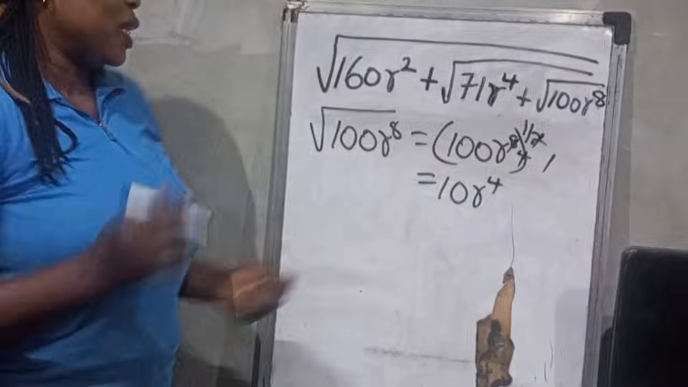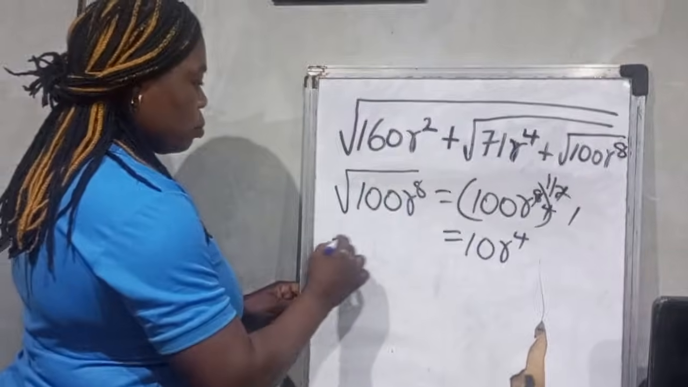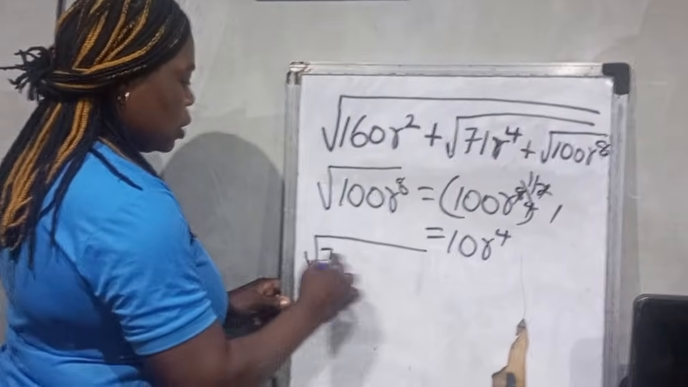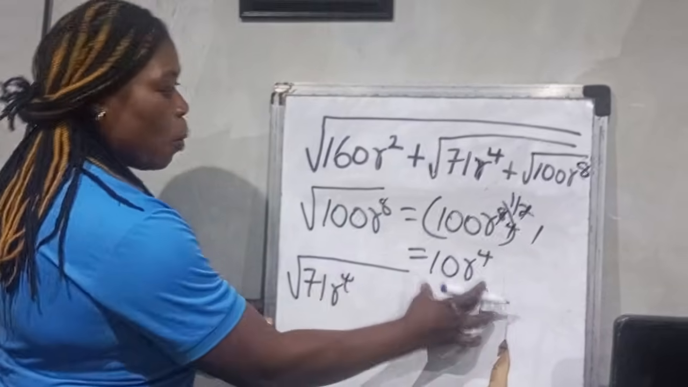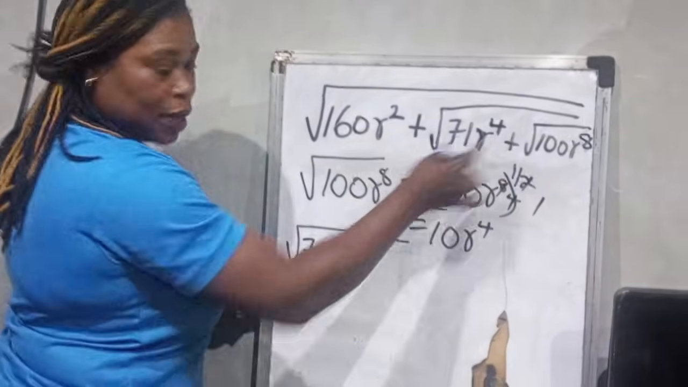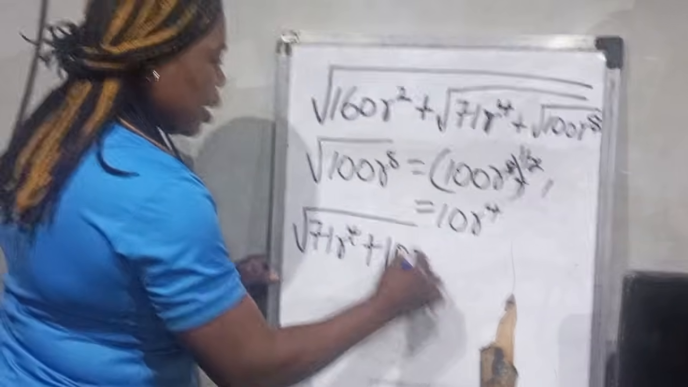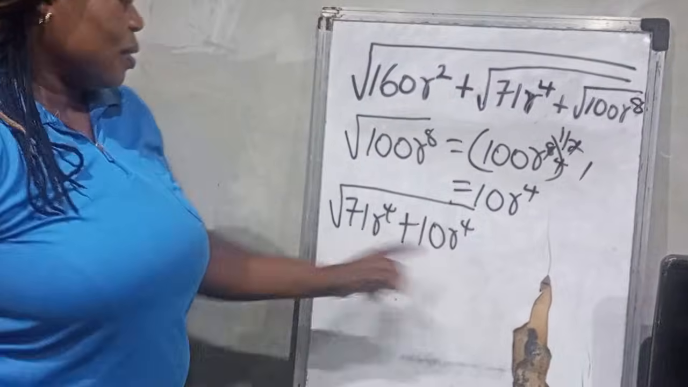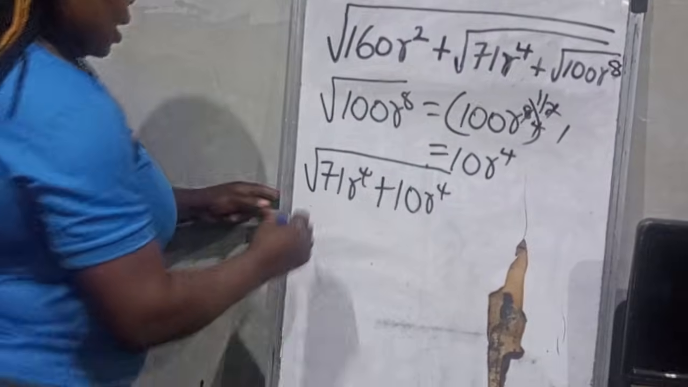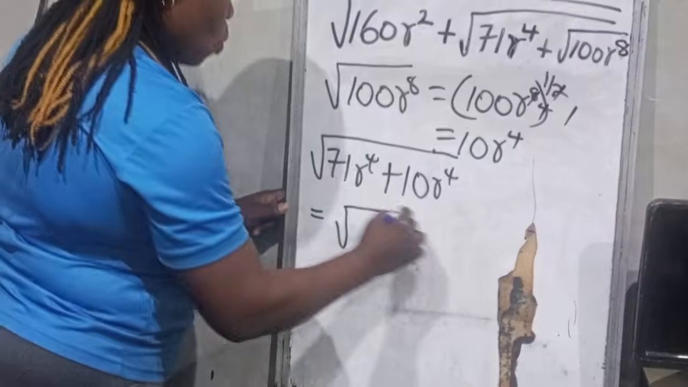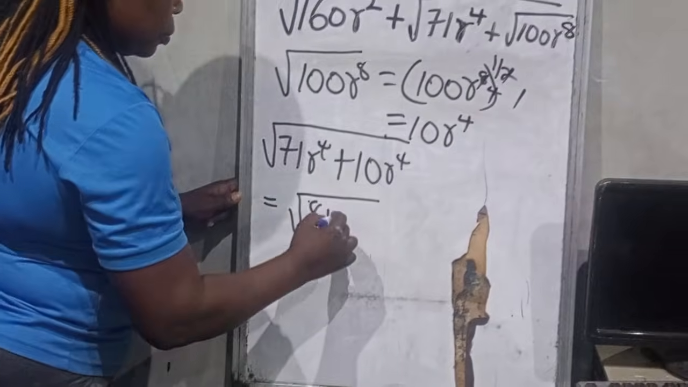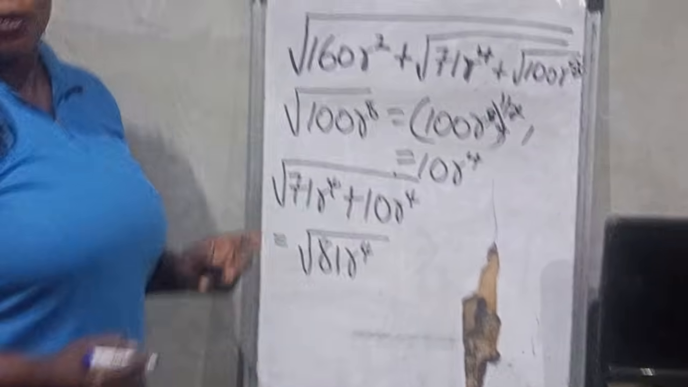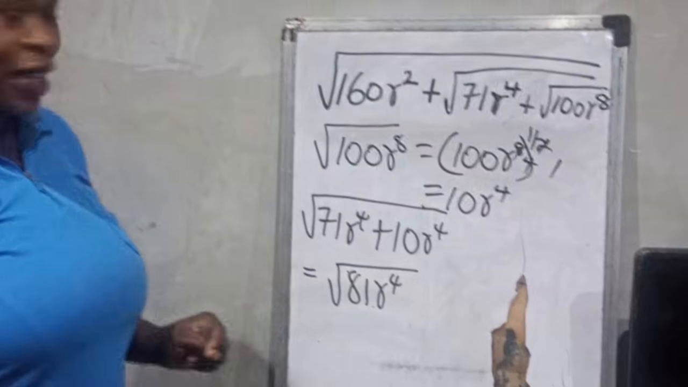Come to the second one. Here we have root of 71r raised to power 4 plus, remember this is still inside it, plus 10r raised to power of 4. So they are the same thing. We'll add them together and we are going to have 81r raised to power of 4. The same thing we did here.